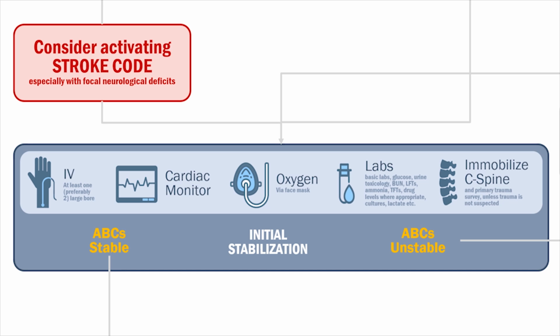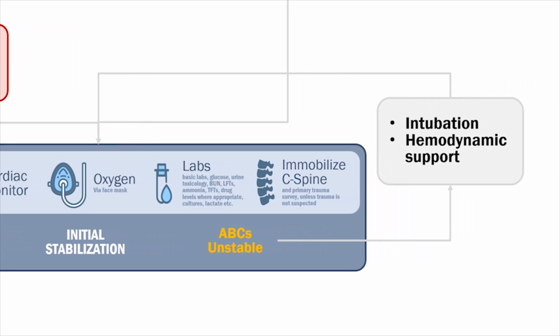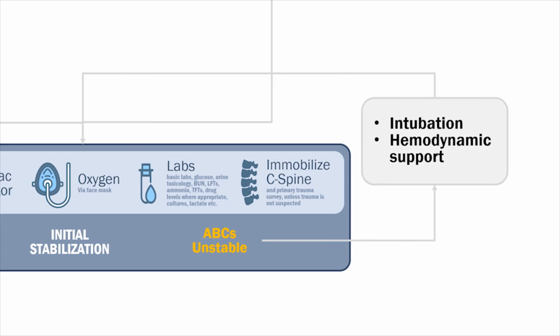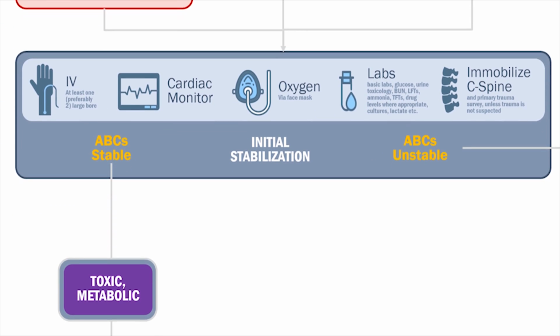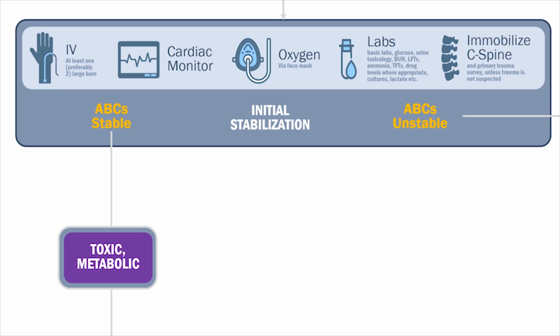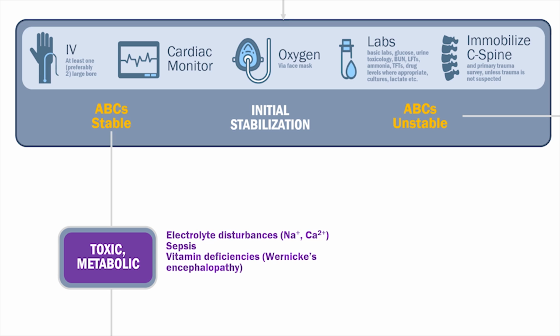If ABCs are unstable, the patient would need intubation and hemodynamic support. But once ABCs are stable, in an acutely altered patient without focal neurologic deficits, toxic and metabolic etiologies are by far the most common cause. So we should consider issues like electrolyte disturbances, especially sodium and calcium, sepsis, vitamin deficiencies, especially thiamine, and poisonings and toxidromes.